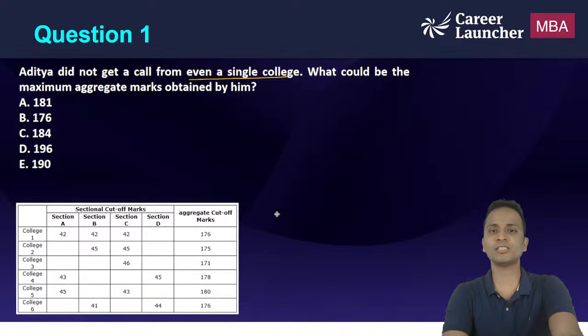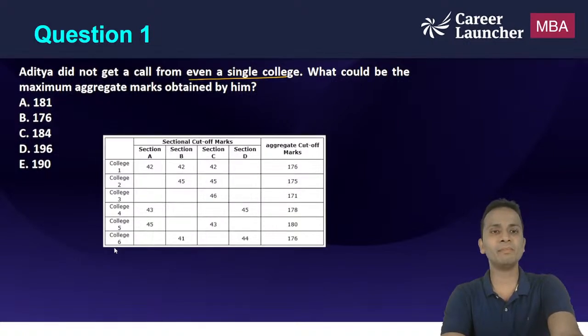So now the question is, what could be the maximum aggregate marks obtained by him? उसको किसी भी कॉलेज से कॉल नहीं आया, स्टिल उसका मैक्सिमम एग्रीगेट स्कोर क्या हो सकता है, ये फाइंड आउट करना है, राइट? I'll give you a minute. Let's see how many of you can give me the correct answer for this.